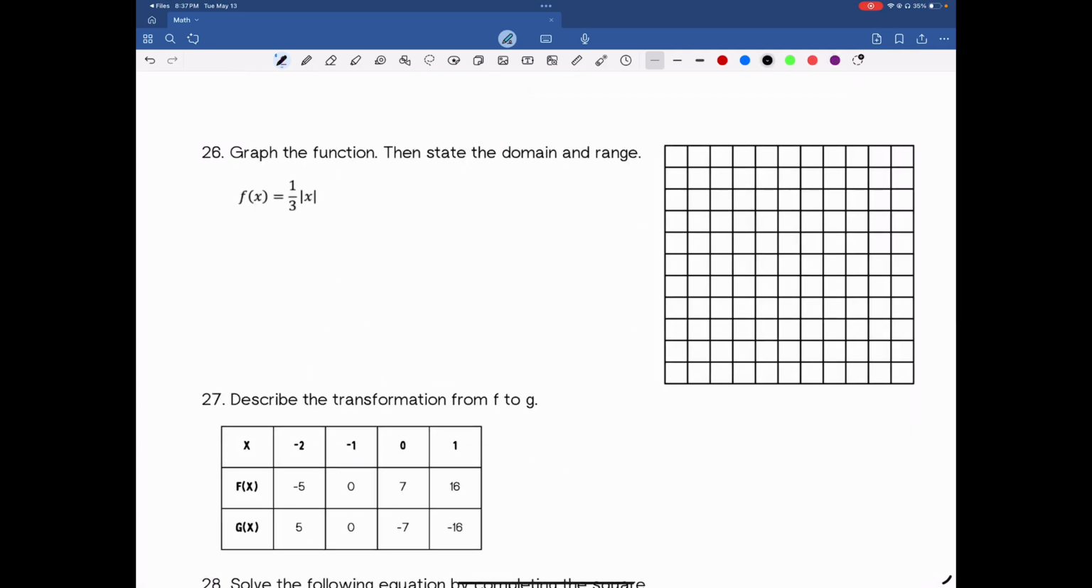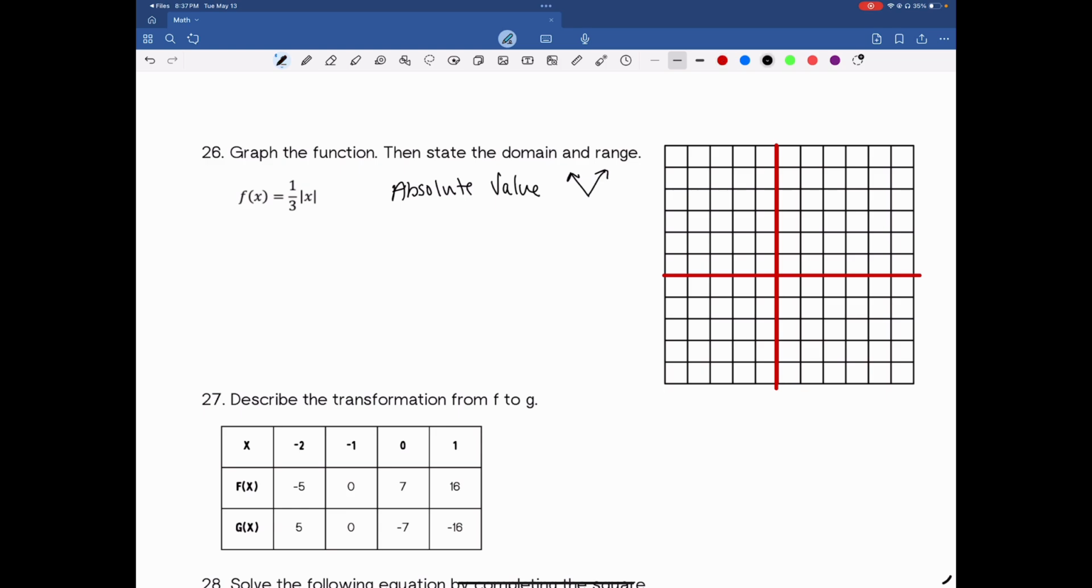Graph the function, then state the domain and range. So first thing we need to know is what type of function this is. This is going to be absolute value. We know that because of the absolute value situation going on here with those vertical bars. Absolute value looks like a V, similar to a parabola, but it's got that sharp corner. And so we have 1/3 times the absolute value of x. So let's put our lines in here.